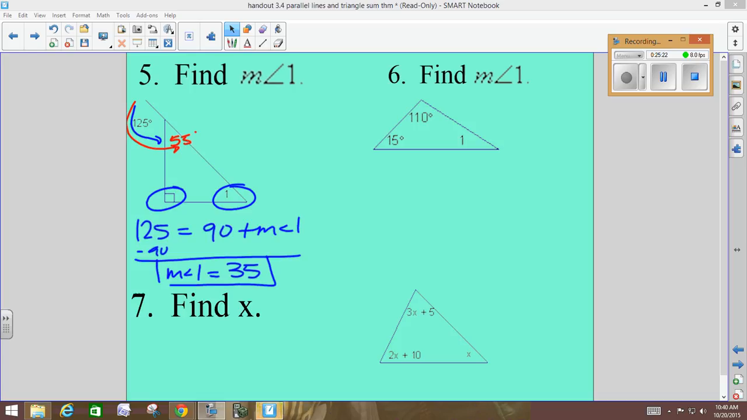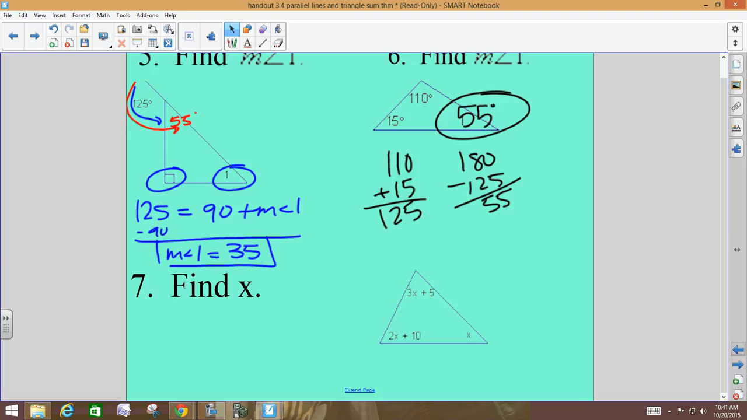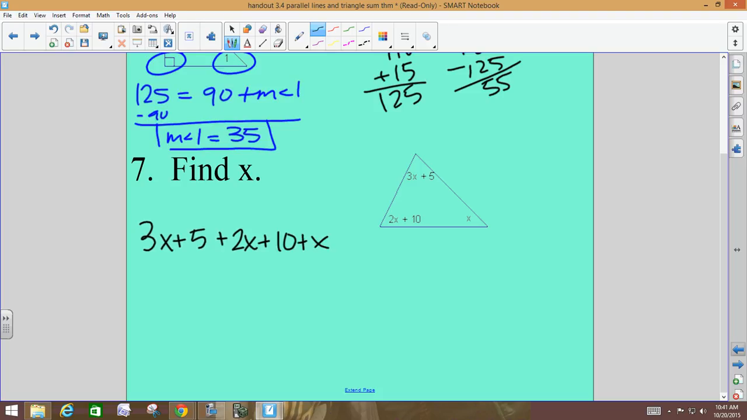Paige, how are we going to find the measure of angle 1? You guys agree with her? Good. Good, good. All right, number 7. What do you think, Morgan? Why would they equal 180?